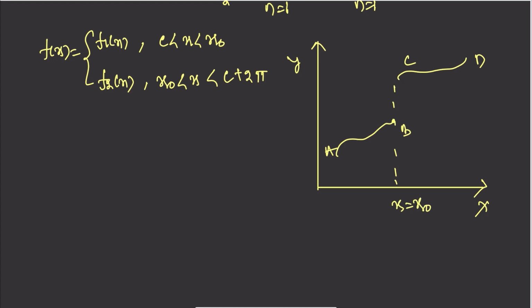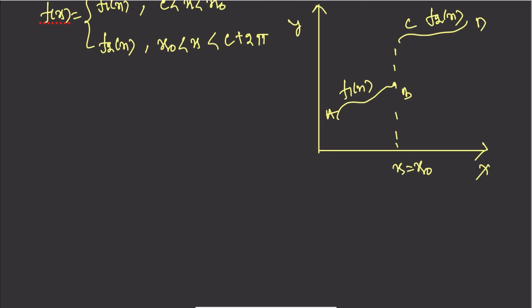In this graph, you can see the function becomes f1 of x when the value of x is less than x0, and the function becomes f2 of x when the value of x is greater than x0. Okay, and the point of discontinuity is x0. You can also see that at the point of discontinuity there is a finite jump in the values of the function that is equal to bc.